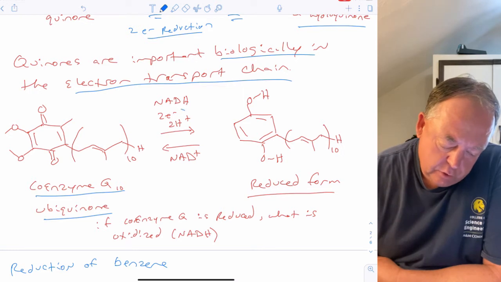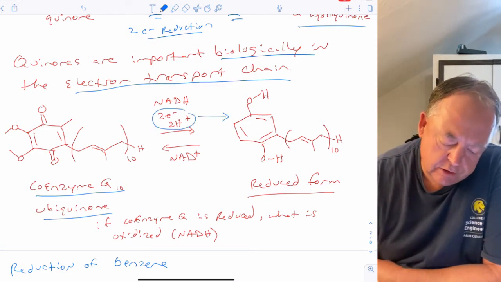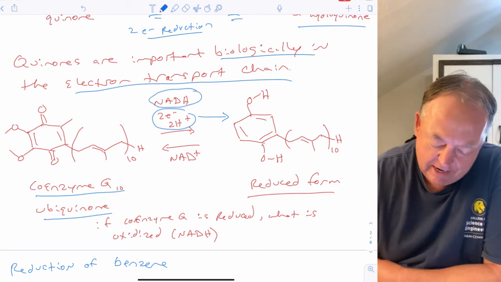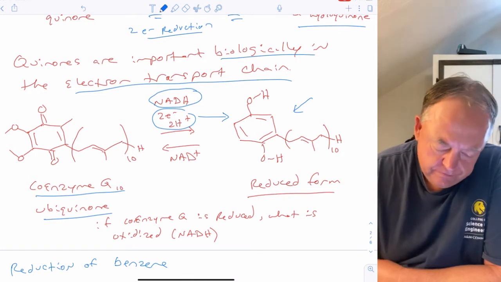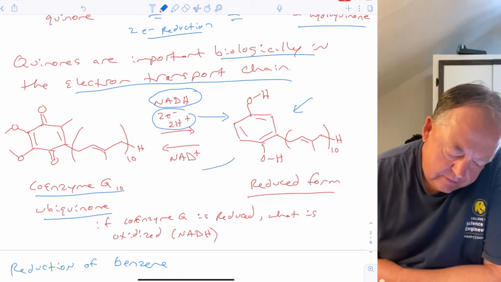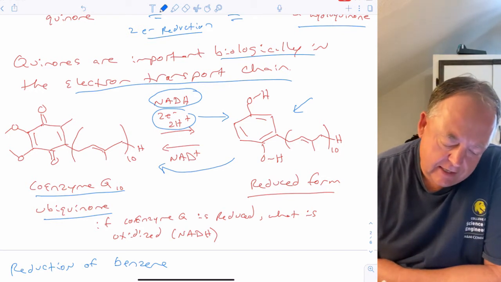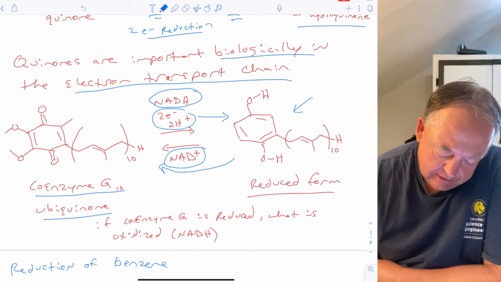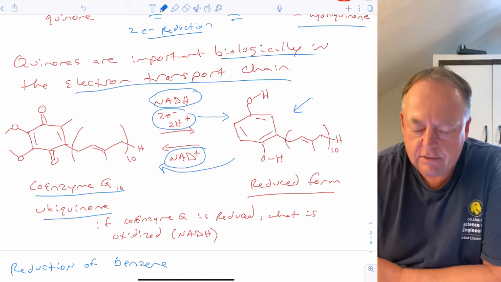So if it picks up 2 electrons and 2 protons going this way, so if the quinone is reduced, then something is oxidized. So what's oxidized is NADH, and then that will give you the hydroquinone in the reduced form. Or it can go backwards. It can give up electrons and protons and become oxidized. So if it's oxidized, then something is reduced, which would be NAD plus in this case.